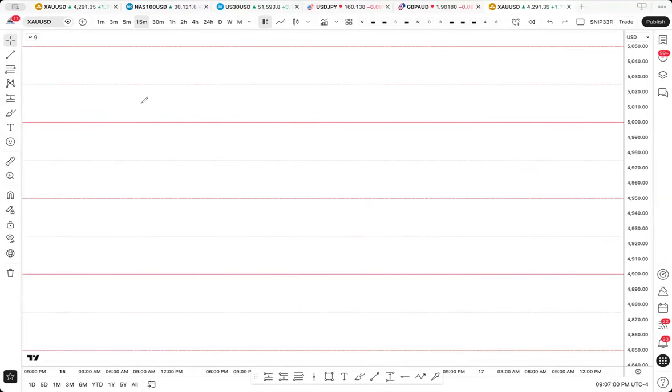$25. Whether it's micros, minis, mini lots, micro lots, standard lots. If you do this correctly, you'll know how much you're risking.